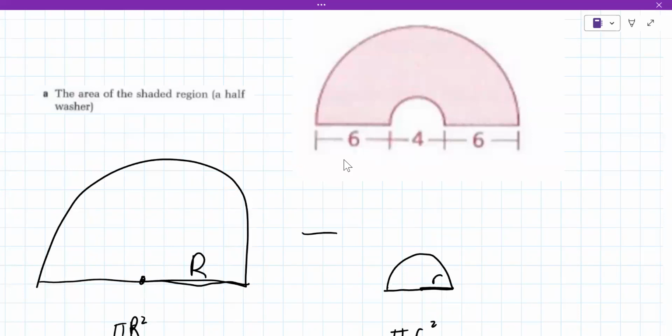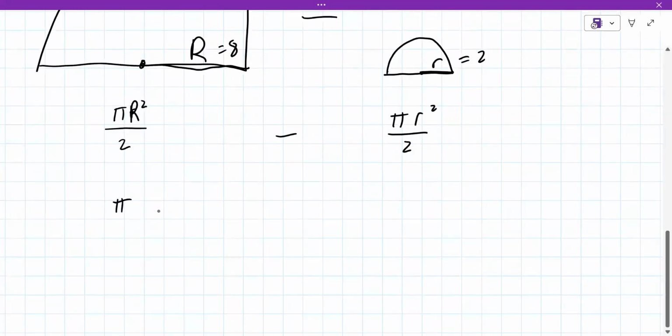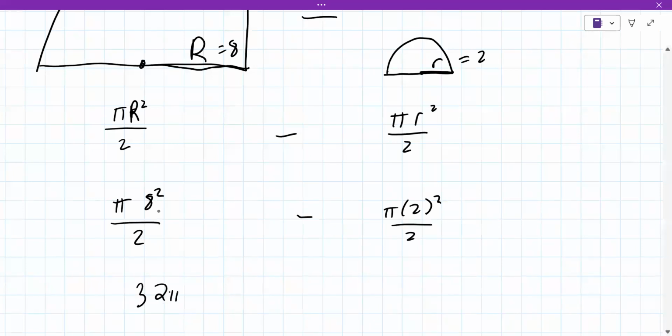The big one is 8, and then the little one 2. So we got 2 and 8. All right, so you just put those into the formulas here. Pi 8 squared over 2 minus pi 2 squared over 2. You square before dividing. 64 over 2 is 32 pi. 4 over 2 is 2 pi. So the answer is 30 pi.